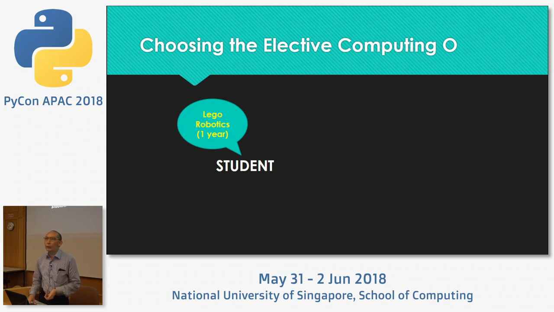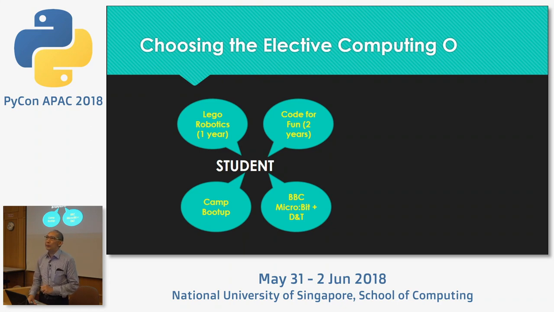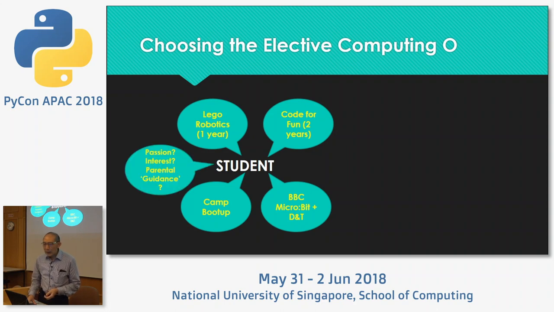As I shared before, they have 1 year of Lego robotics, 2 years of Code for Fun, where they see how some programming can be done using a fun product like Scratch and apply it to mathematics and science. And lately, we also included the BBC Microbit, thanks to IMDA. But this one is applied to the design and technology classes, where they do some maker work, but using the Microbit itself. And then the big one is Chem Boot Up, where they really see for themselves how I run the class for computing. And then from there, they build up their passion, they build up their interests, and I like this one, their parental guidance.